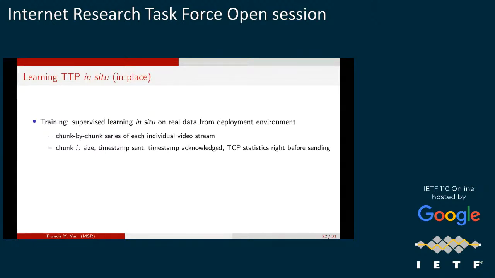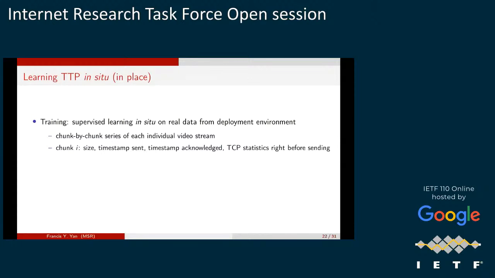TTP's design enables it to be trained in situ, meaning in place on real data from the deployment environment buffer. The training data are sampled and fed into TTP as individual user streams. Each user stream contains a chunk-by-chunk series, including the size and actual transmission time of each chunk, and the required TCP statistics on the server.